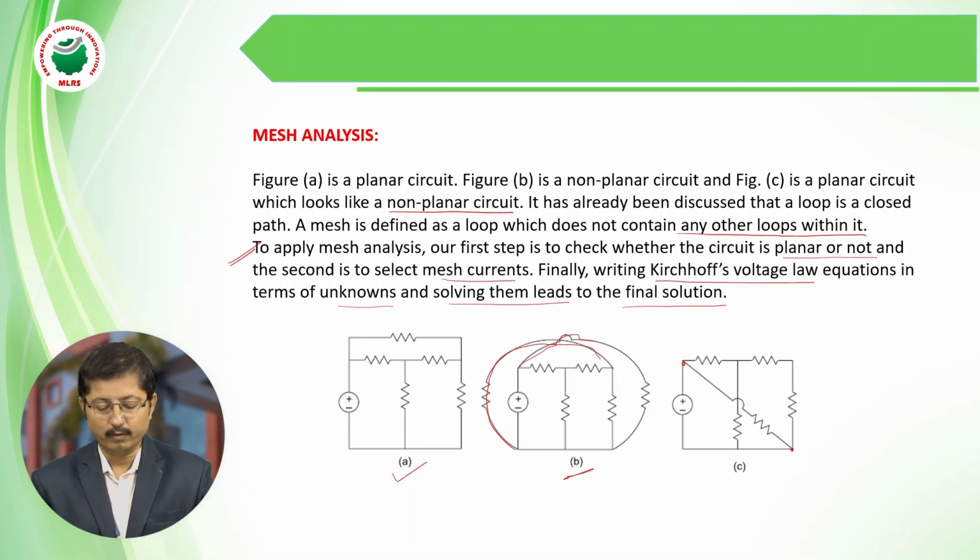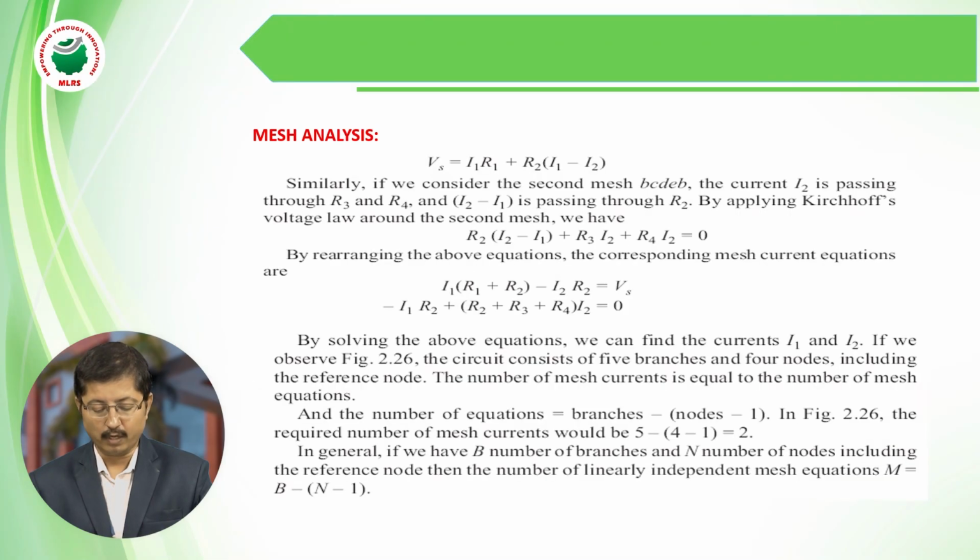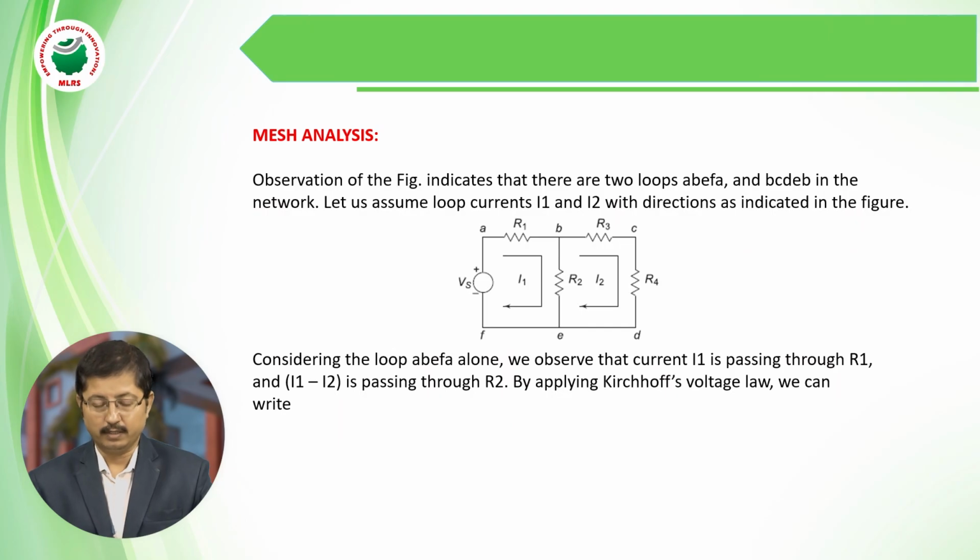Second, we have to select the number of mesh currents in a circuit. And finally, we have to write the KVL equations in terms of unknowns and solve them, which leads to the final solution. So these are the steps for mesh analysis. Now let us see one simple diagram, and see how to solve this problem with the help of mesh analysis.